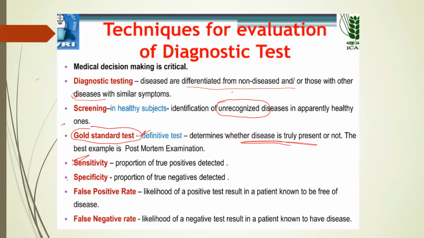Next, let's move on to the exam favorites, which is sensitivity, specificity, false positive, and false negative. Now, sensitivity is basically the proportion of true positives, and specificity is the proportion of true negatives. Now, who are true positives? True positives are those who actually have the disease. And if the test has a higher sensitivity, it means it has a higher chance of picking up patients who actually have the disease.